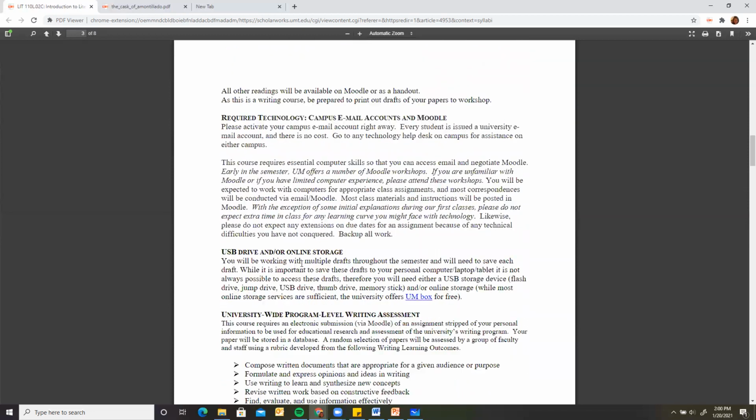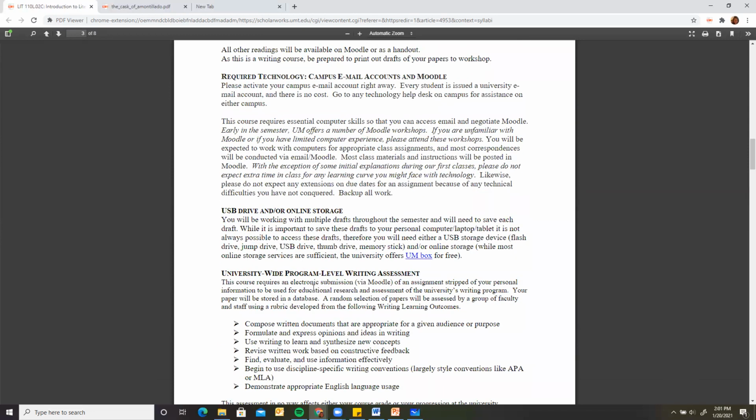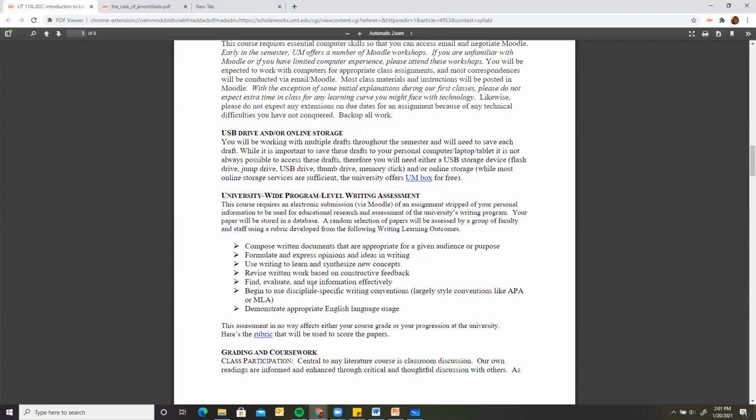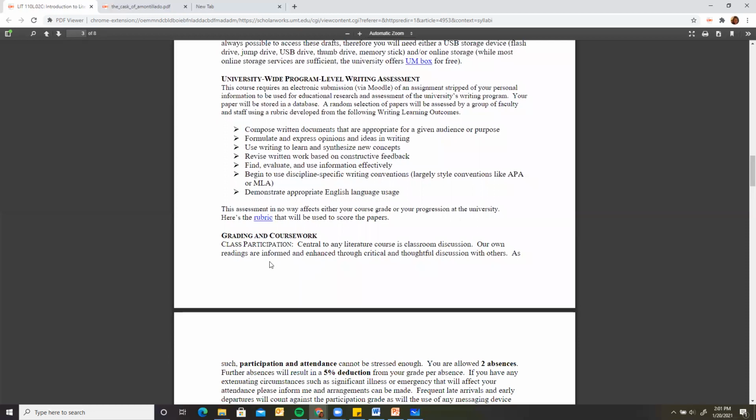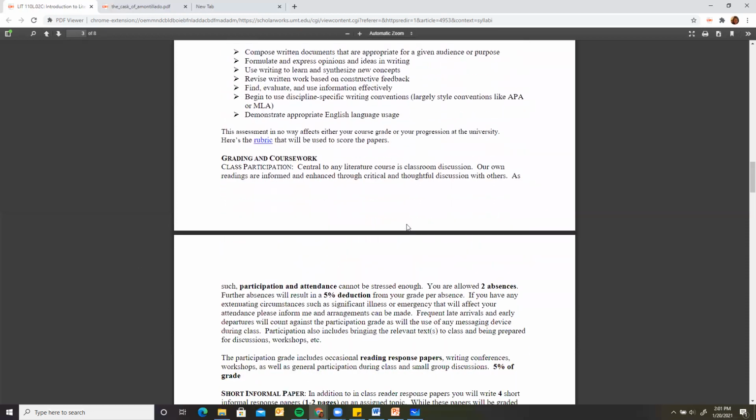Next, we have some information about technology, a university-wide grading assessment. These are not super important for your success in the course until we get to here, grading and coursework, okay? So here's where we're going to find what's expected of you over the course of the semester. And this professor's done a good job because she's put some key points here in bold. Participation and attendance cannot be stressed enough. You're allowed 2 absences, and after that, you get a 5% deduction in your grade, okay? So participation, attendance is huge.